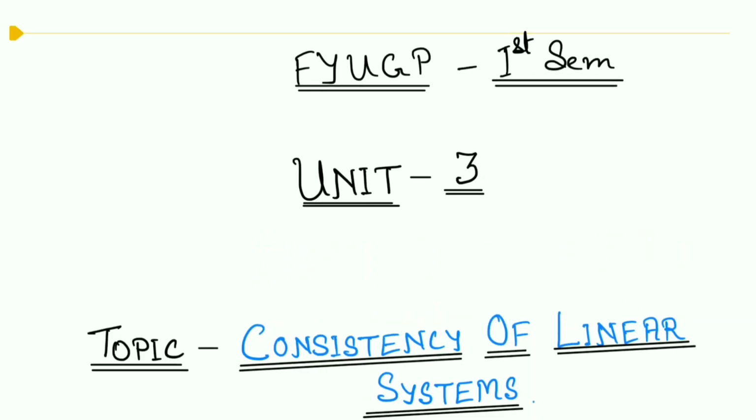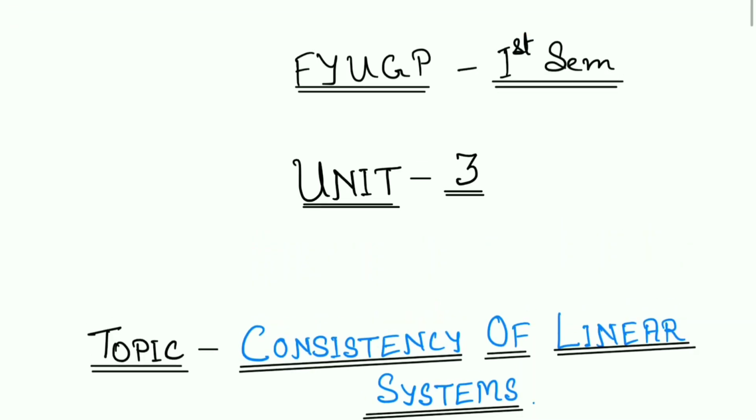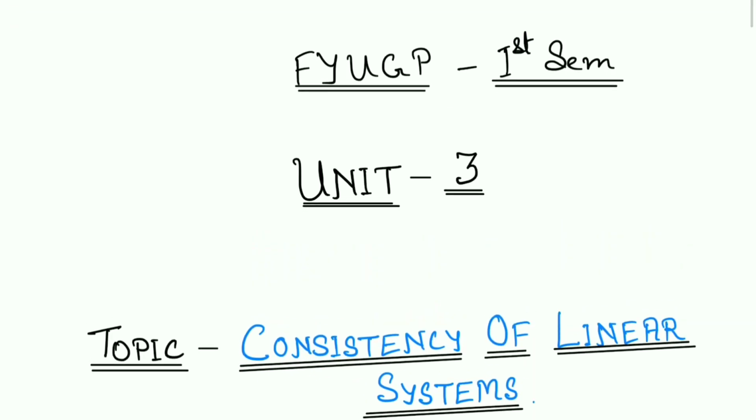Today's video is meant for BA BSc first semester 4 years undergraduate program under NEP. In this video, we will discuss the consistency of linear system of equations in matrix algebra. So let's learn how to find the consistency in linear systems. Let's proceed. This topic is taken from Unit 3 of your syllabus, Classical Algebra.